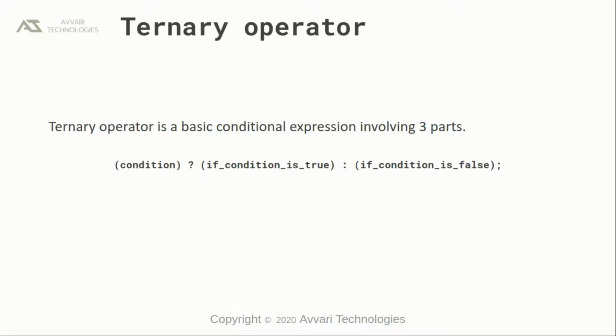Operators. Ternary operator. Ternary is a basic conditional expression involving three parts. The first one is the condition followed by a question mark. If the condition is true, execute this block of statements, or else execute the next part of the statements.